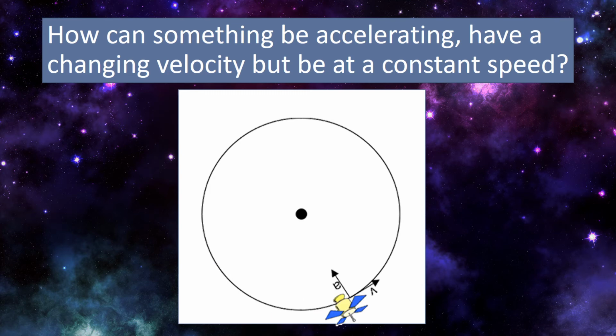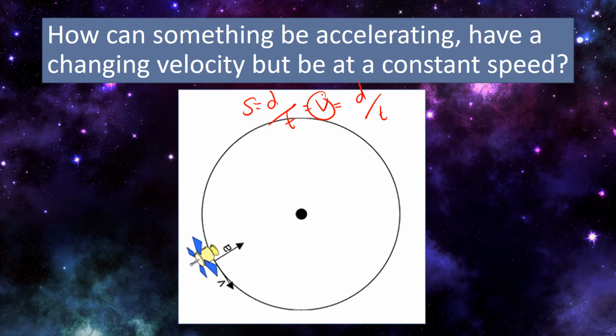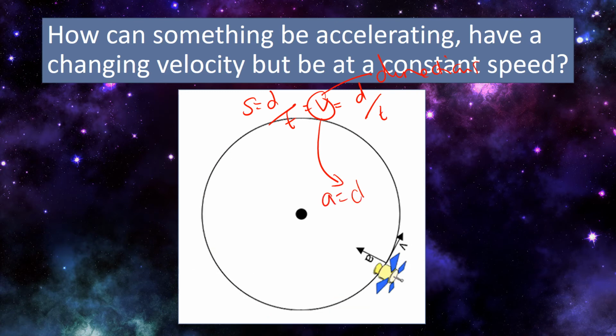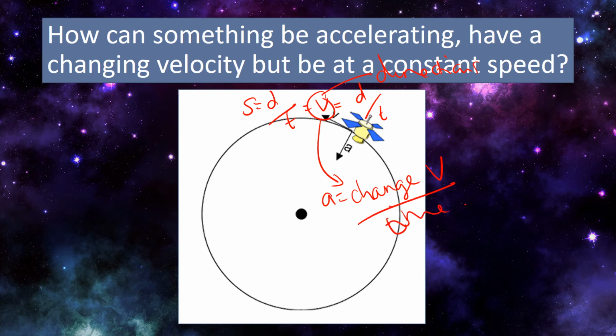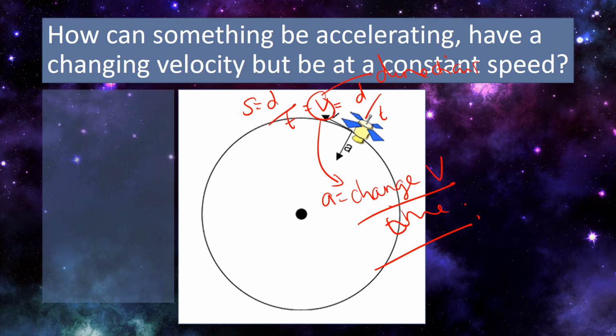So this is the question that we've just answered, really. How can it be accelerating, have a change in velocity, be at a constant speed? So again, speed is distance divided by time, which is the same as velocity, which is distance divided by time. But velocity means it's changing direction. And therefore, if the direction is changing, the velocity is changing, which means therefore the acceleration is changing because that's a change in velocity divided by time. So therefore, if it changes direction, it's changing acceleration.